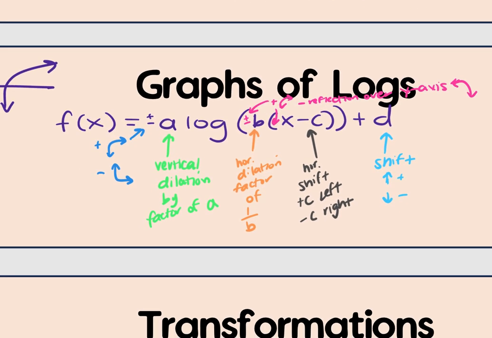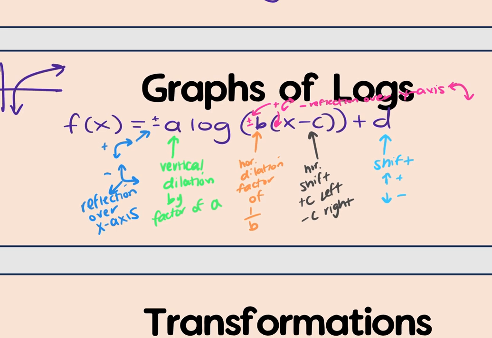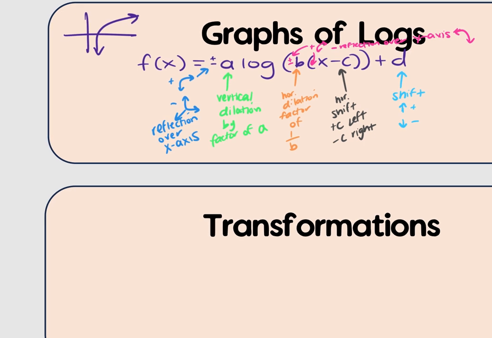And the way we would describe this guy is a reflection over the x-axis. This actually, you can move that to transformations because it's true about a log or any other function.